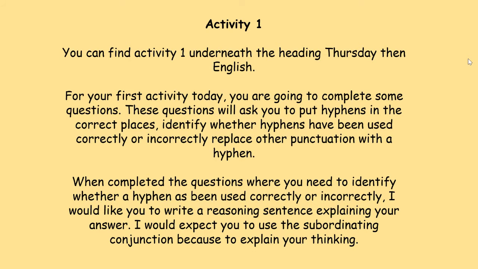So if you are asked to explain how you know something, I would expect you to use a subordinating conjunction because, so that helps us to explain our thinking. If you have any questions about the activity, you can email me. My email address is on the Year 6 class page. I'd also love to see some photos of the work once you have completed it, so we can put them on our Year 6 learning gallery.